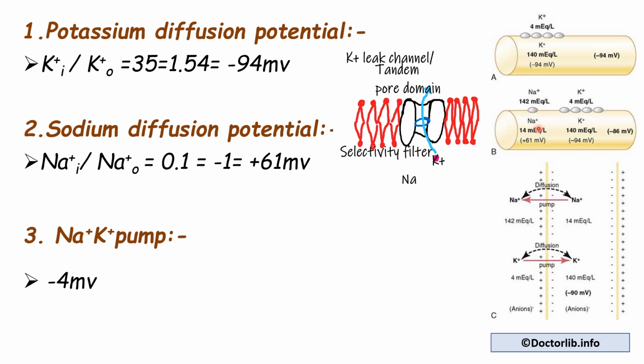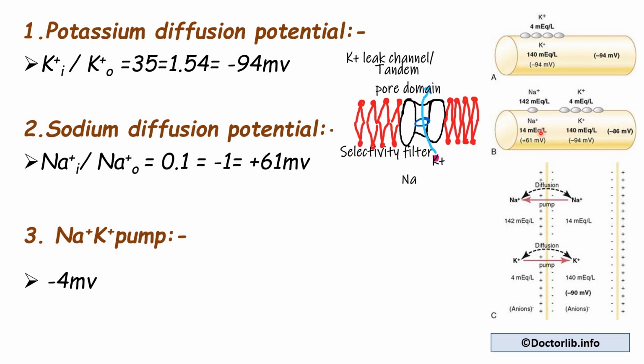Now let us take that this cell membrane also becomes permeable to sodium. Both the sodium diffusion potential and the potassium diffusion potential contribute to the membrane potential at that moment, and at minus 86 millivolts there is no net transfer of any ions. So the resting membrane potential should be minus 86 millivolts, which is nearer to the potassium diffusion potential. It means there is a major contribution by the potassium diffusion potential as compared to the sodium diffusion potential.